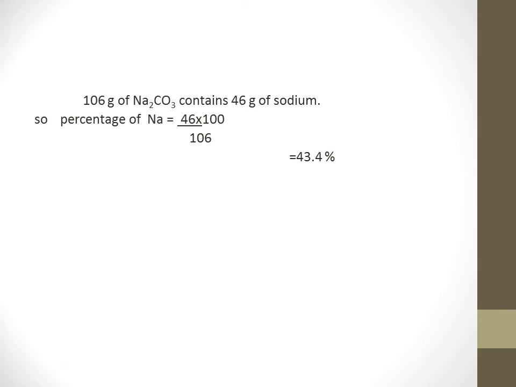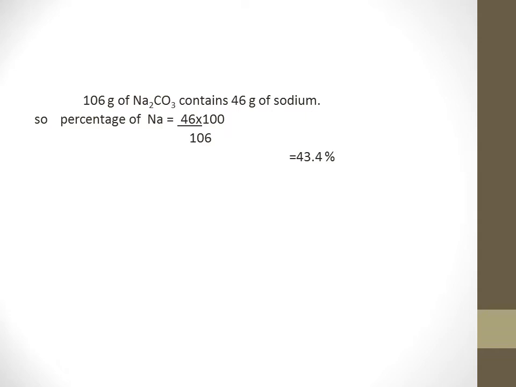Let us go through the next step. So we got the relative molecular mass of sodium carbonate as 106 AMU. Now, 106 grams of sodium carbonate contains how many grams of sodium? Molecular mass of sodium carbonate is 106, that is the total mass of 2 atoms of sodium, 1 atom of carbon and 3 atoms of oxygen. Now my question is, how many grams of sodium are there in 106 grams of Na2CO3?